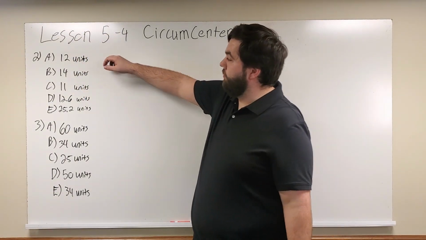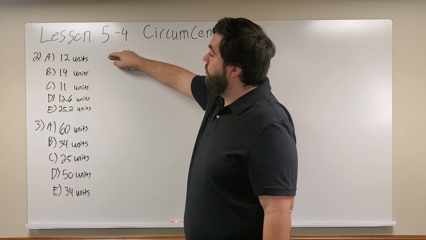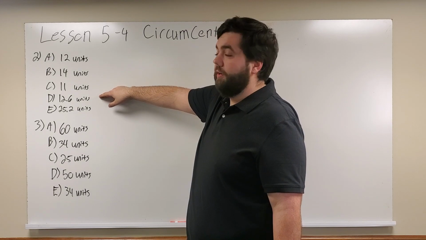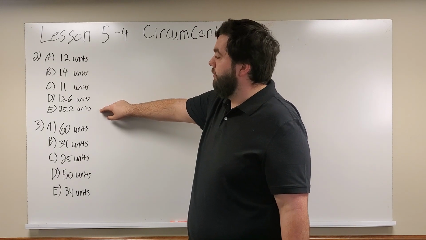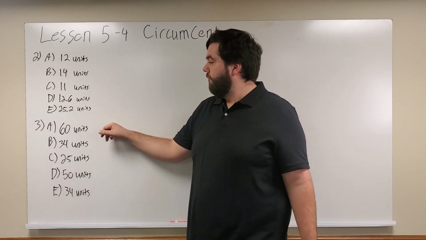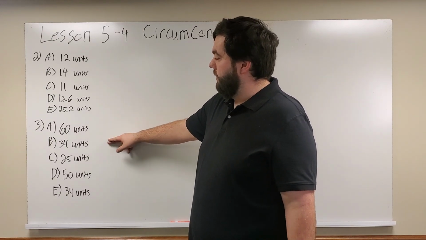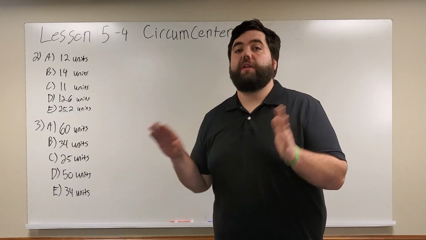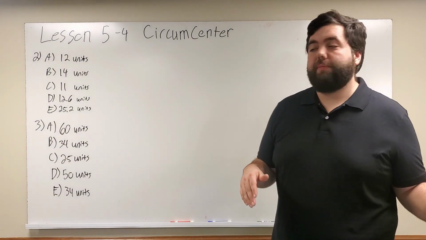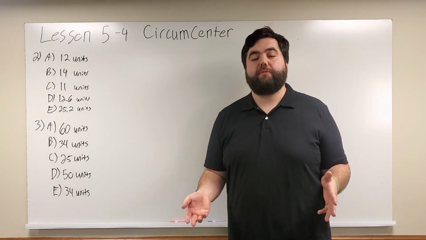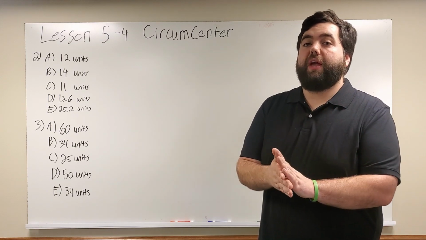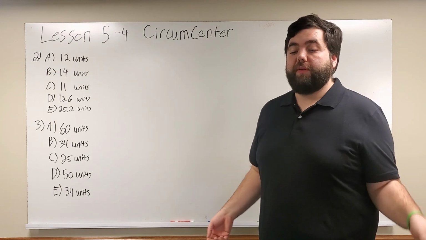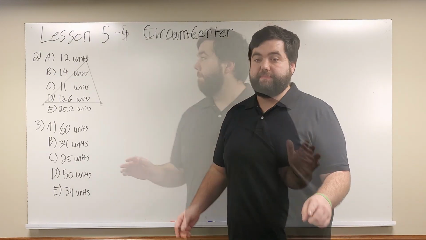Alrighty, so hopefully for 2, you got A was 12 units, B was 14 units, C was 11 units, D was 12.6 units, and E was 25.2 units. For number 3, 60 units, 34, 25, 50, and 34 units. If you did not get those answers, ask a neighbor for help. Maybe they got the right answer. They could explain, show you where you messed up. If you're still having issues, feel free to email me at any time. Otherwise, flip the page. We're going to move on to incenters.